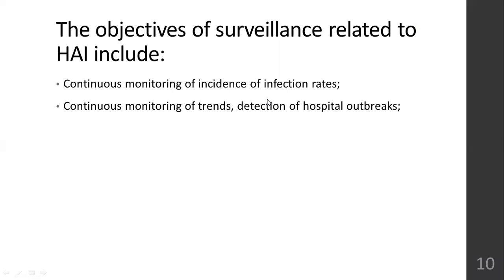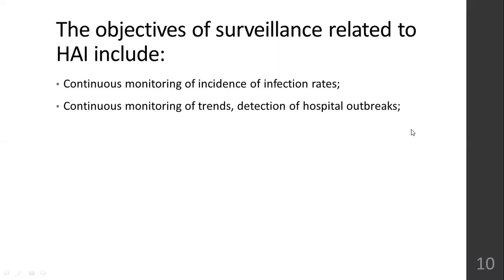Then continuous monitoring of trends, and detection of hospital outbreaks. Okay, this month you have seen 50 such cases. The next month you saw 60 cases. The coming month, in March, you may see 70 cases. So what is the trend? The infection rates are going higher and higher. You started with 50 cases, now you have 70 cases on a monthly basis. So the trend is going up. So monitor the trend. Something wrong you're doing, your staff are doing something wrong, that the infection rates are going up. Then detection of hospital outbreaks as soon as possible.